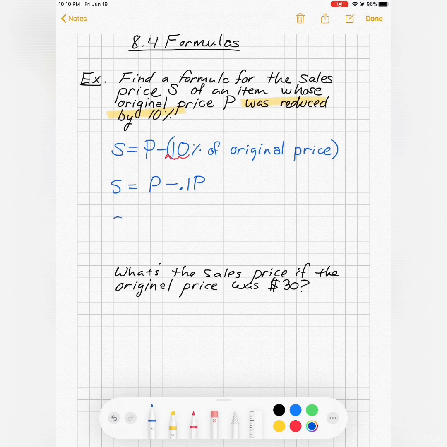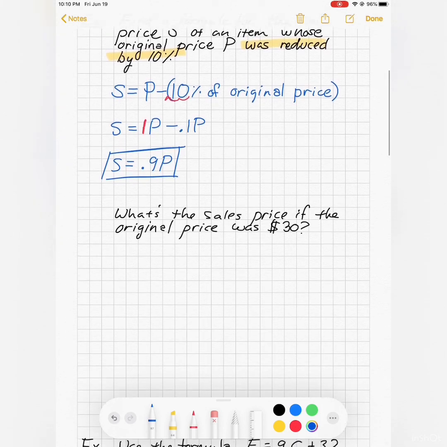So actually these are like terms. Look, this is 1p minus 0.1p. So that's like $1 minus 10 cents. That's 0.9p, right? So there's a formula for the sales price of an item whose original price was reduced by 10%.